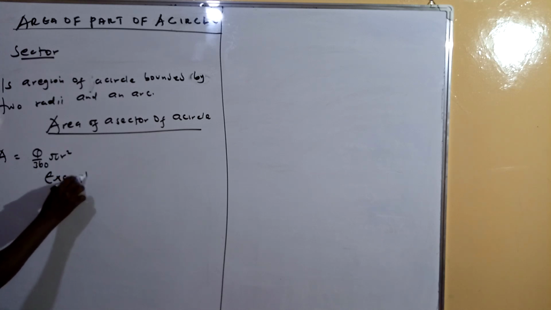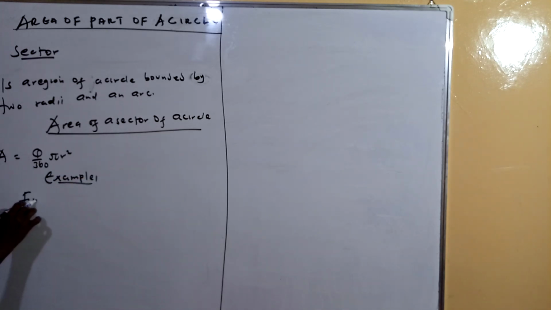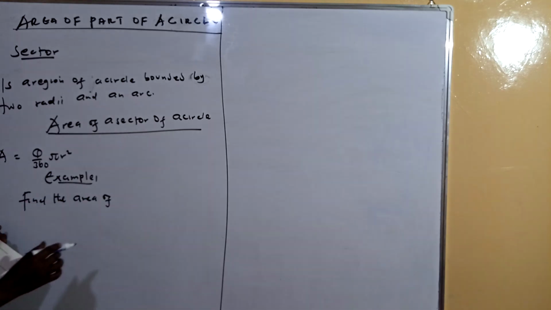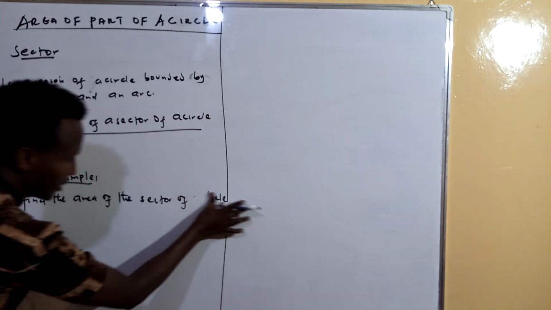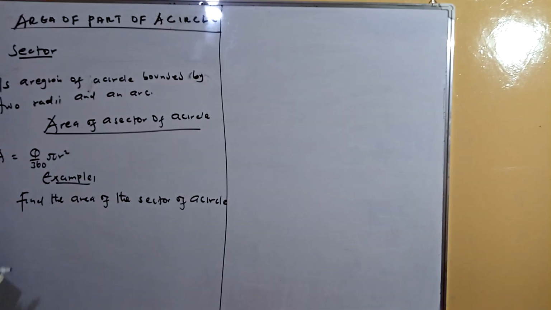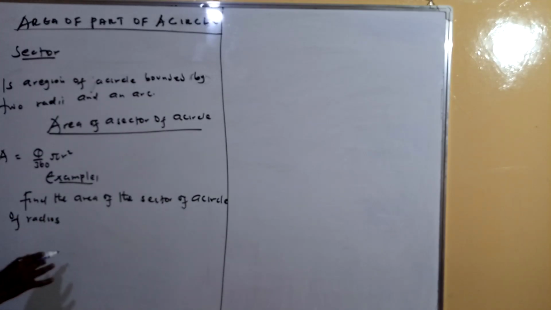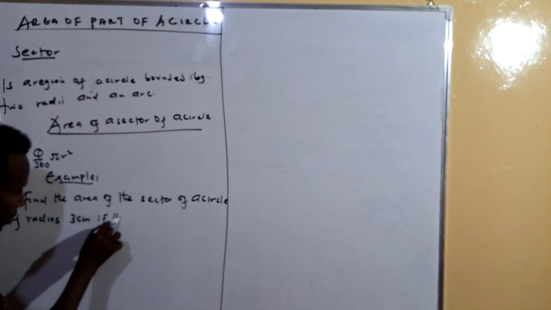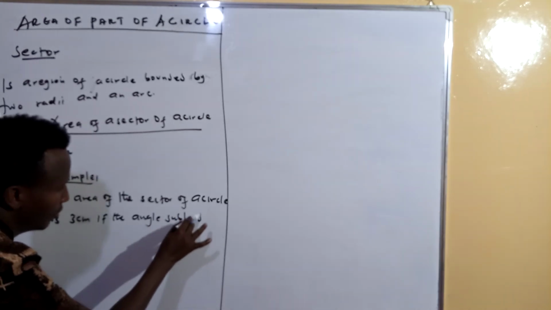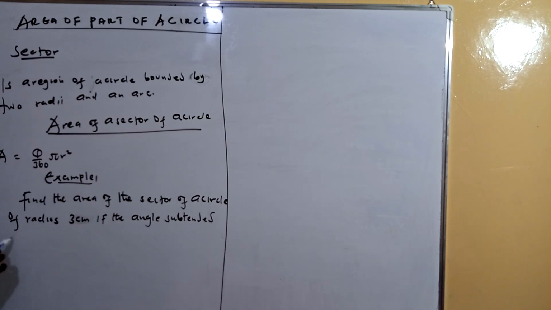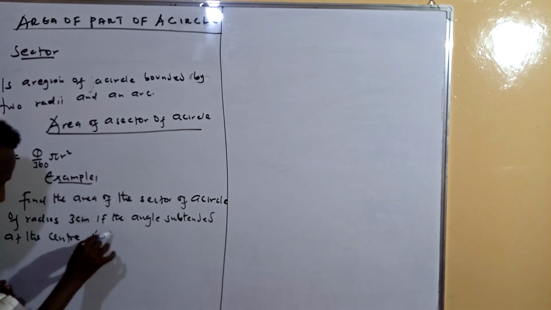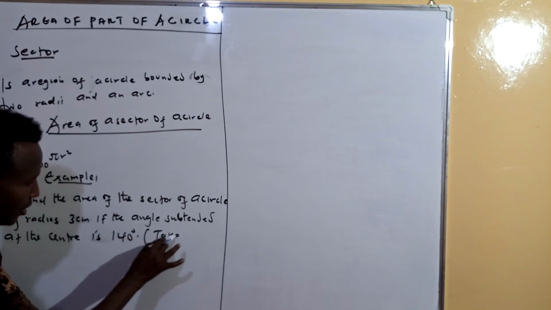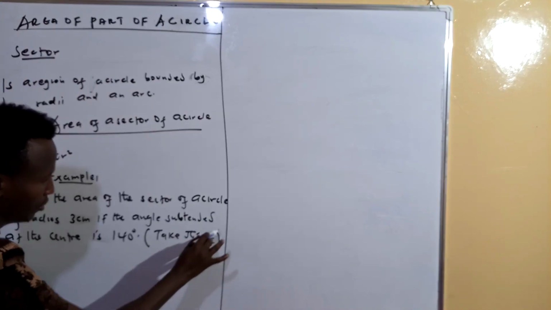Example 1. We are told to find the area of the sector of a circle of radius 3 centimeter, if the angle subtended at the center is 140 degree. Take pi to be 22 over 7.